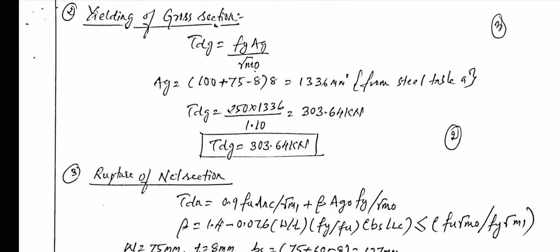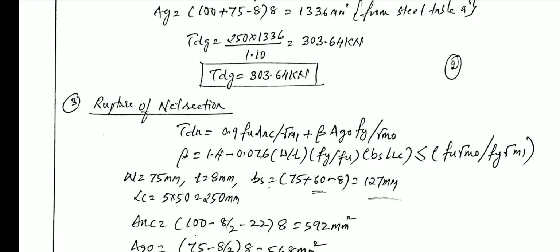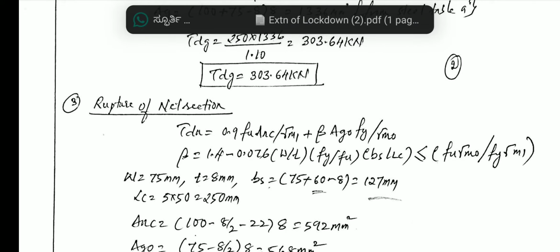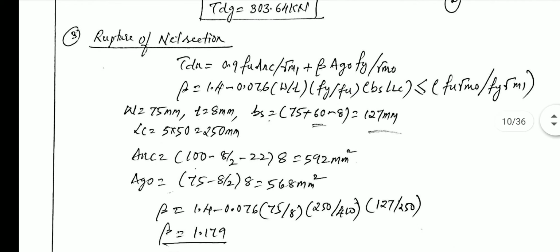So now once you get Tdg, rupture of the critical section: the formula for plates is different, and for angles it is different. For plates it is given on page number 32, for angles it is given on page number 33. When you refer to page number 33 you will get the values. The formula will be different. The Tdn is given as 0.9 into fu into Anc divided by gamma m1, plus beta Ago fy divided by gamma m0. So this is the formula, and they gave beta. Beta is also unknown. Beta is also given in the IS code book, on page number 33. So the beta formula is given.